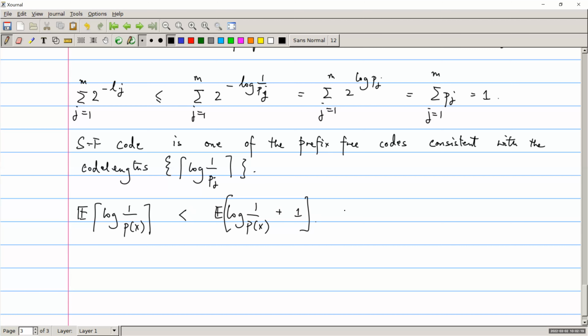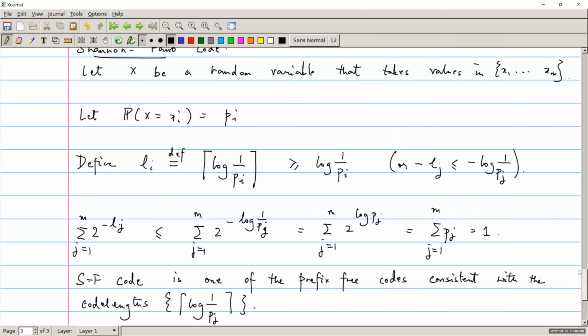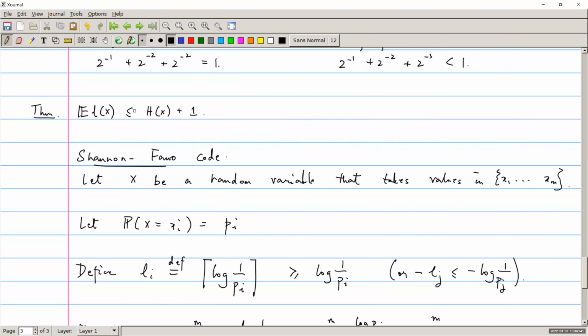And this is the expectation of log of 1 over probability of x. The expectation of 1 is just 1. And this is the entropy of x plus 1. So actually you can get a strict inequality. The expected code length is always strictly less than the entropy of x plus 1. So this is for one random variable.